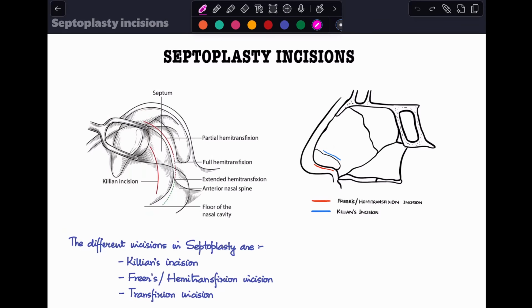Today we'll be discussing septoplasty incisions. Now this is a topic that I had a lot of confusion about when I was in my postgraduate, and I'm sure a lot of other postgraduates have this confusion as well. Which one is which incision? Where do we put it? What is the location for it? And which one do we prefer when? These are all questions that I'll answer in today's class.